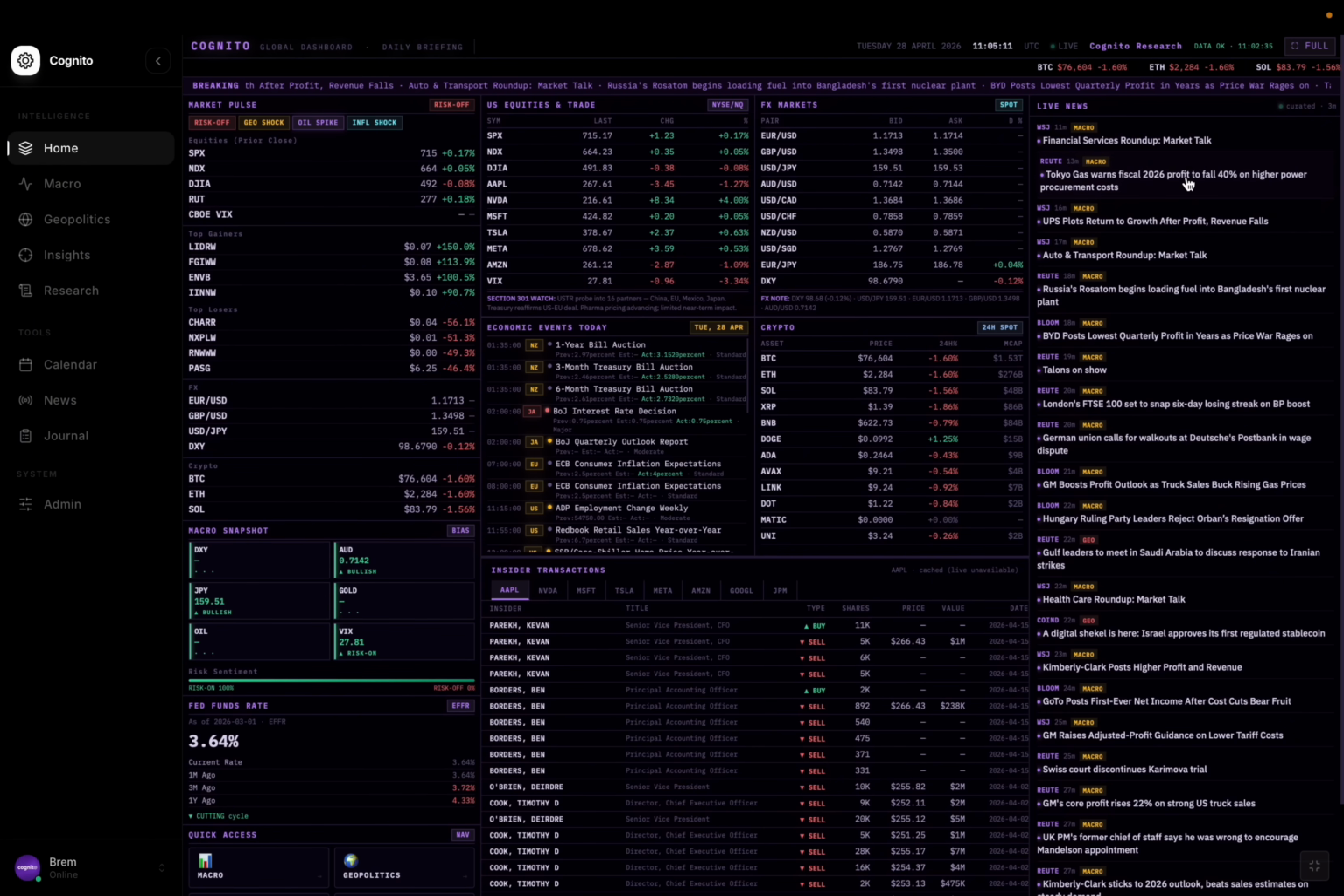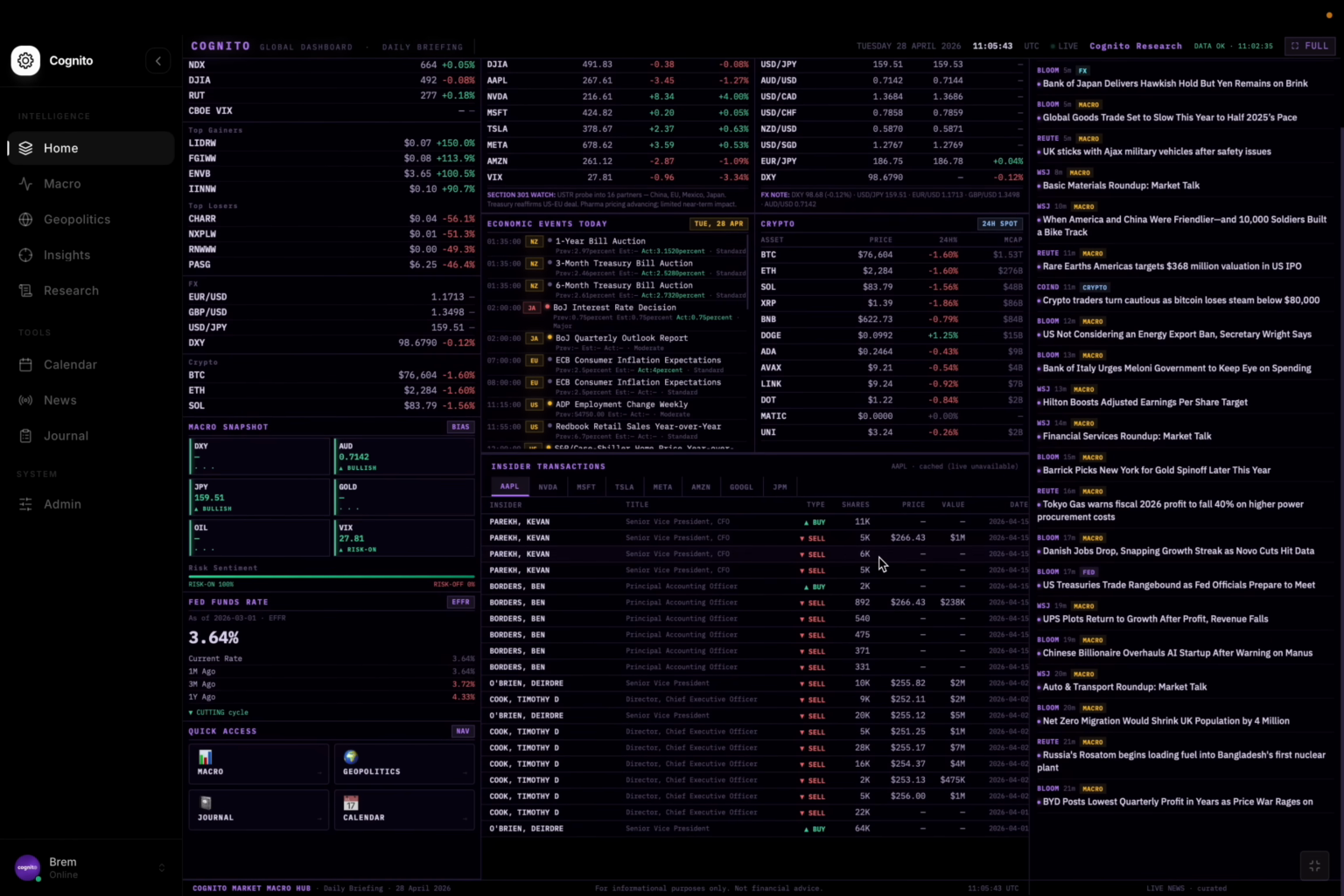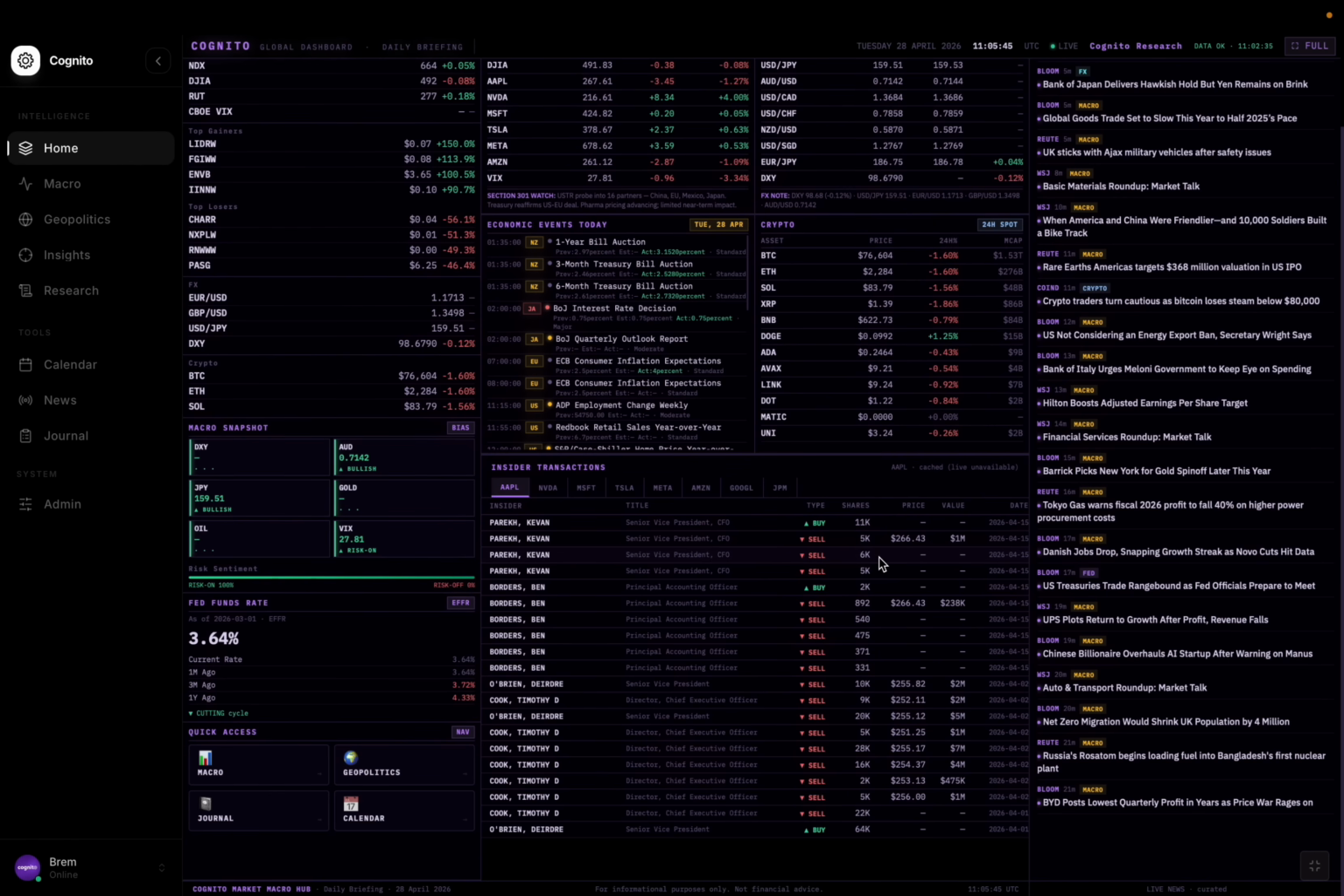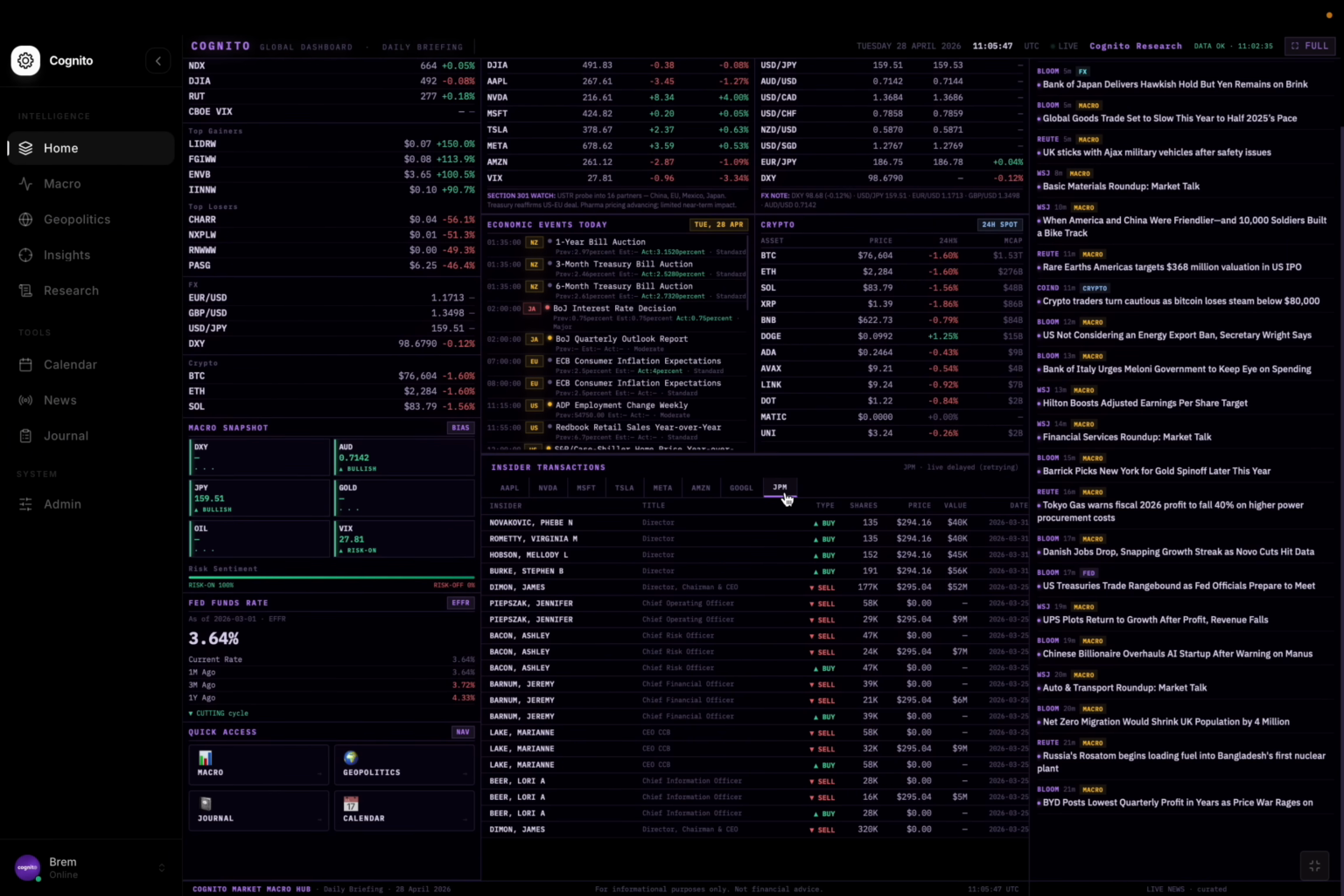On the right, you have the live news headlines from major financial sources such as Bloomberg, Reuters, Financial Times, and a whole load more. If we scroll down to the insider transactions section, we can actually see, for example, on JP Morgan, that the director bought a load at the start of April. So you can see what the actual employees at the company are doing with their shares.